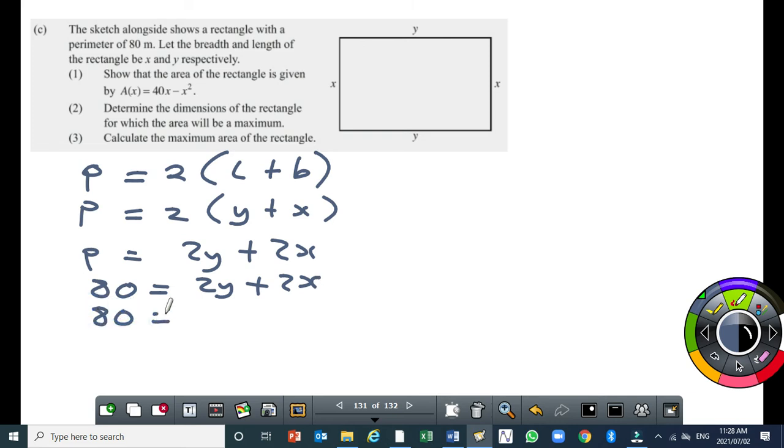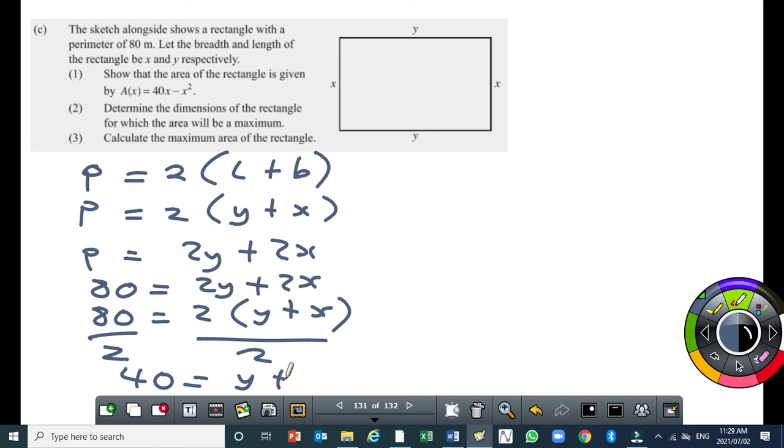Then the next thing, you factorize on the right. I factorize that. Why am I doing that? I want to create that 40 there. So if I divide both sides by 2, I'll get 40 on the left, and I'll get y plus x on the right. Then the next thing, I just need to make y the subject. So if I take this x to the left, it will be the same as writing y equal to 40 minus x.